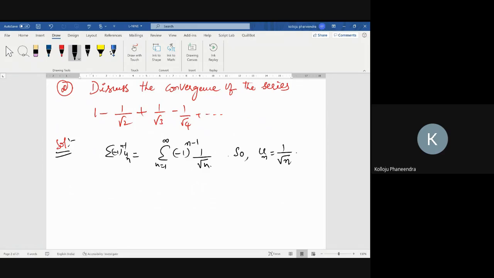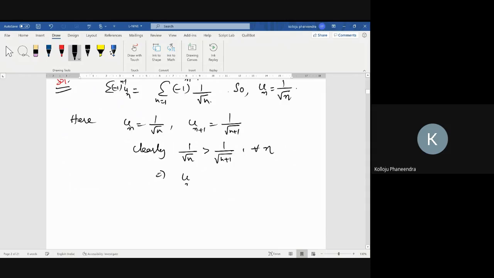First, let me check the alternate series convergence. First one, what is the Leibniz rule? Un is 1 over root n, and un plus 1 is 1 over root n plus 1, right? So clearly 1 over root n is definitely greater than 1 over root n plus 1. It is true for all n. That means un is greater than un plus 1 for all n. This is the first condition.